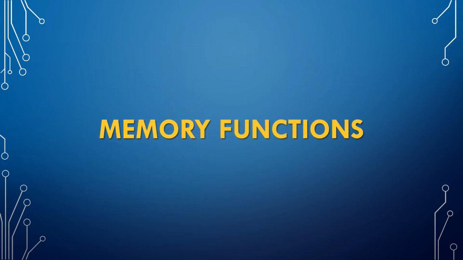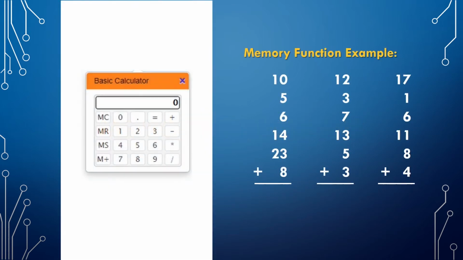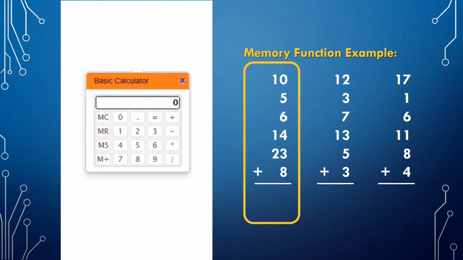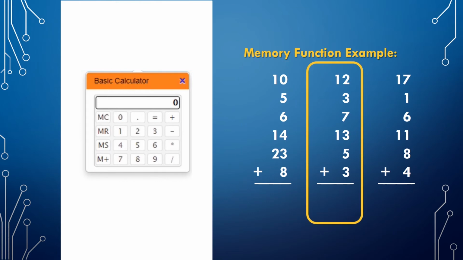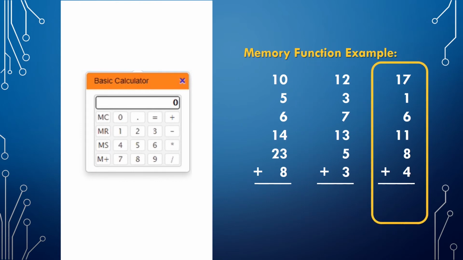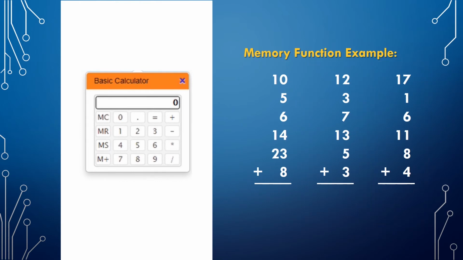I'll discuss the memory function keys now. In the example shown here, I have 3 columns of numbers. Let's imagine that we'd like to subtotal each column. Add column 1, then add column 2, and then add column 3. So we know how much each column individually adds up to. Then we want a grand total of all of the columns together.